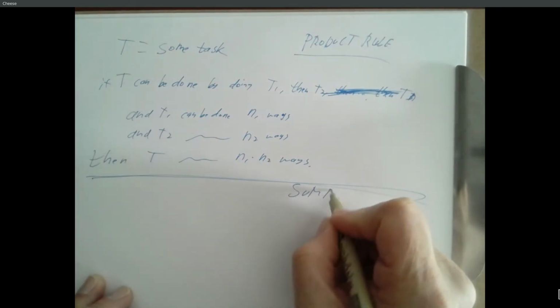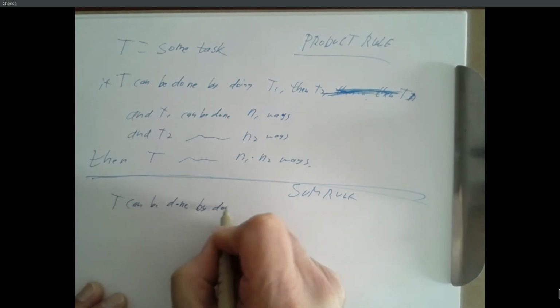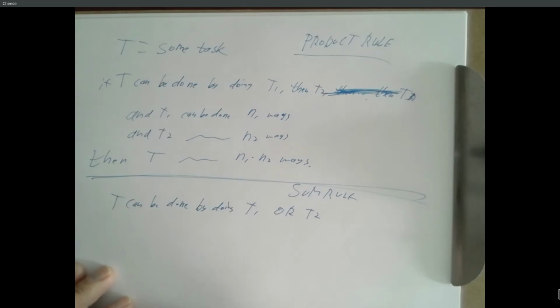And then the sum rule: basically T can be done by doing T1 or T2. And so the number of ways to do T is n1 plus n2, where n1 is the number of ways to do T1, and so on and so forth. So you're required to pick either a soup or a salad. There's 5 soups, there's 7 salads. You have 12 possible ways that you can answer the question, what do you want to eat? Because you can decide I'm going to get a soup and I got 5 ways, or I can decide to get a salad and I got 7 ways. Now if I had to pick a soup and a salad, there'd be 35 ways. Soup 1, salad 1, soup 2, salad 2, etc.